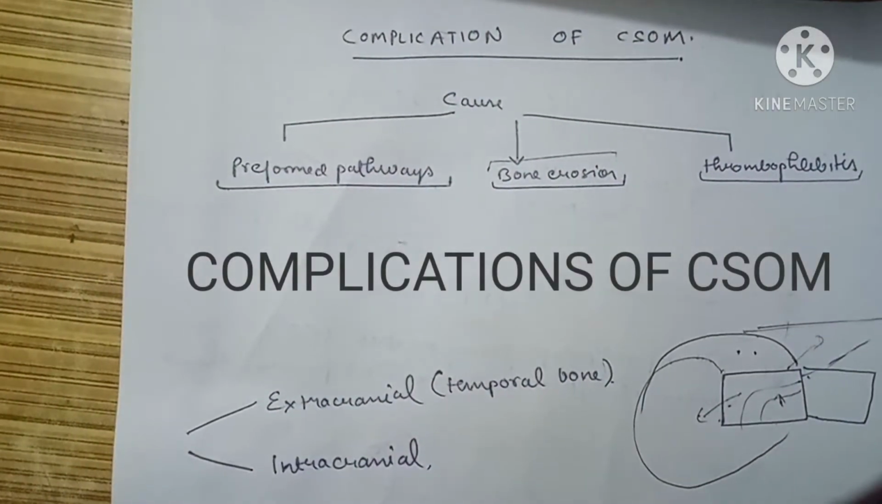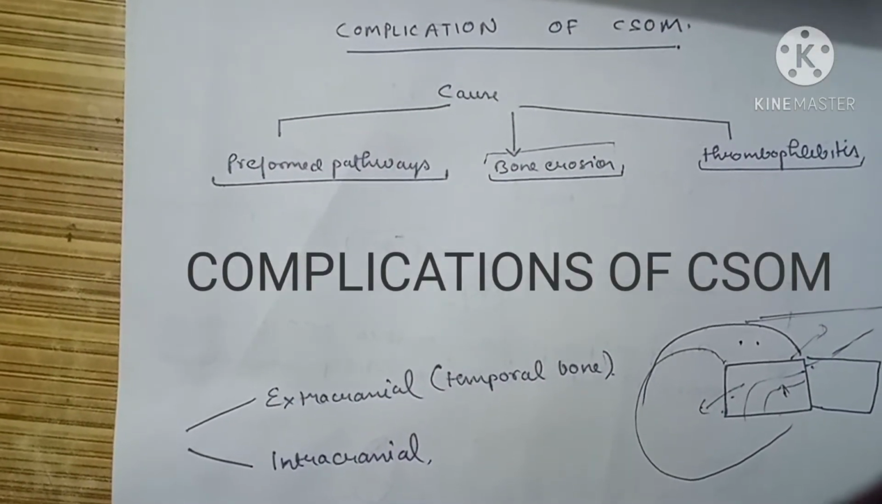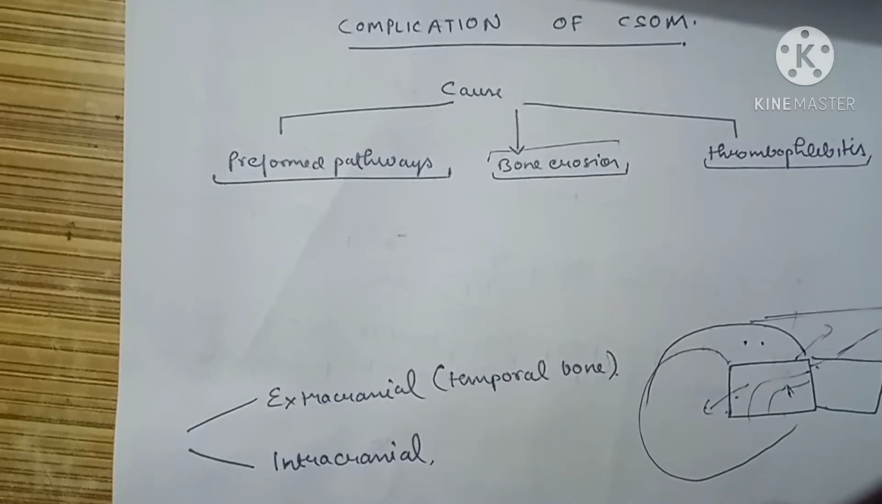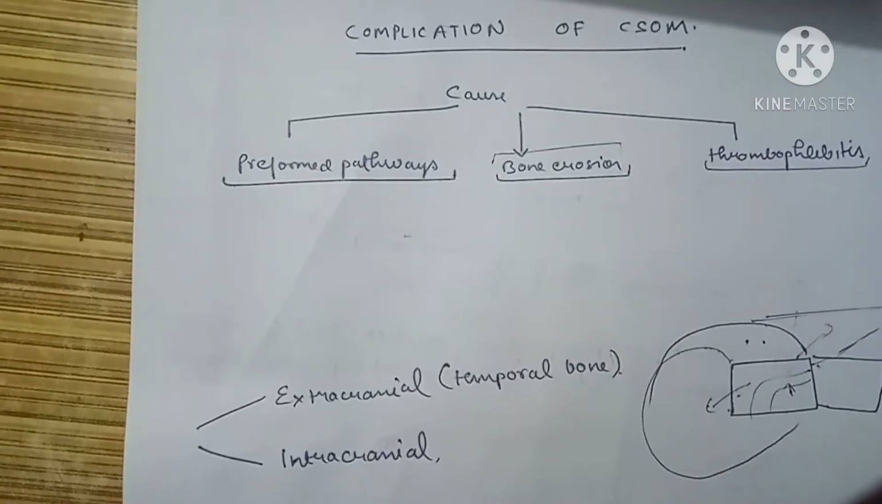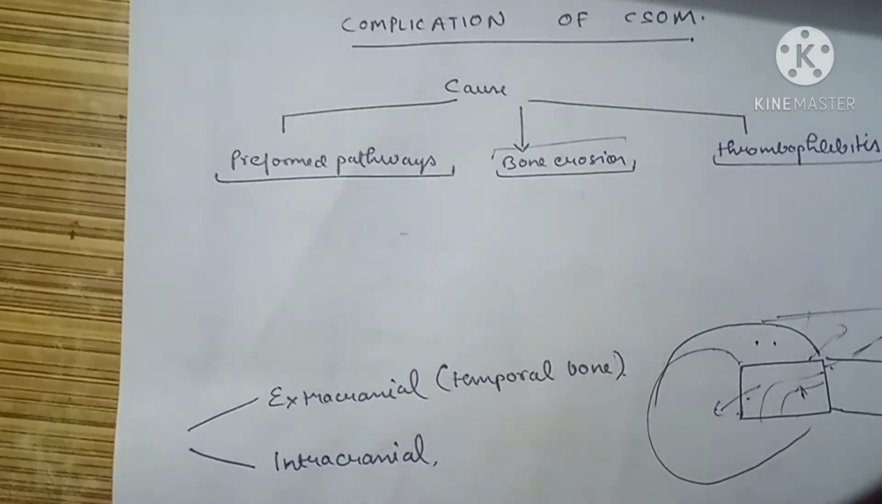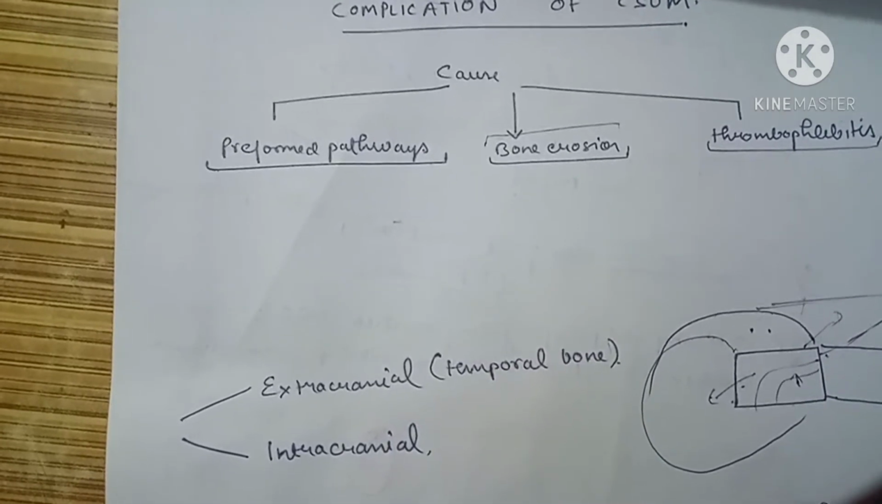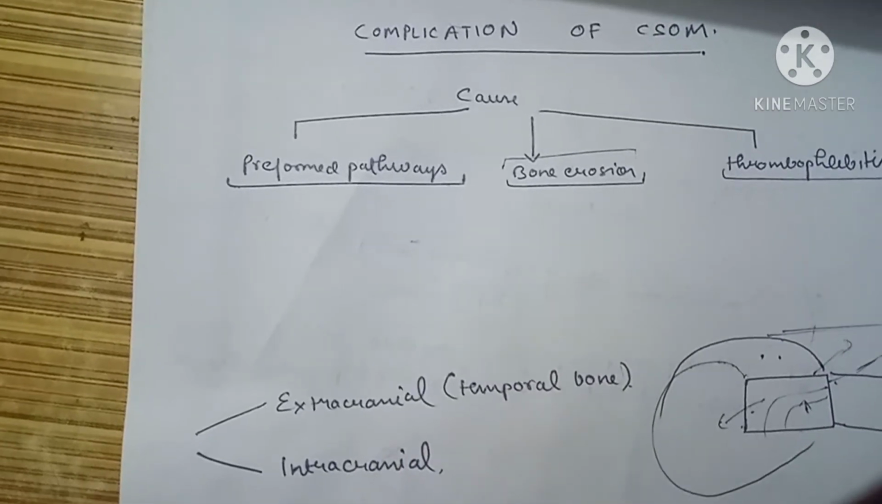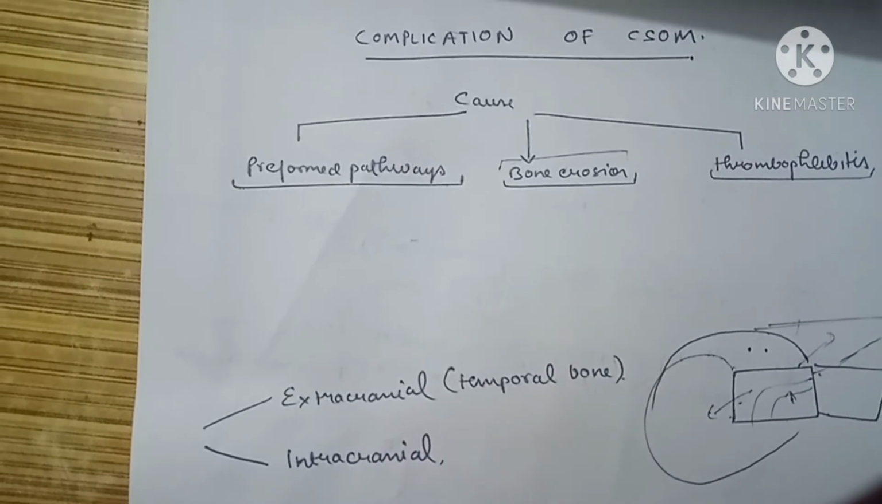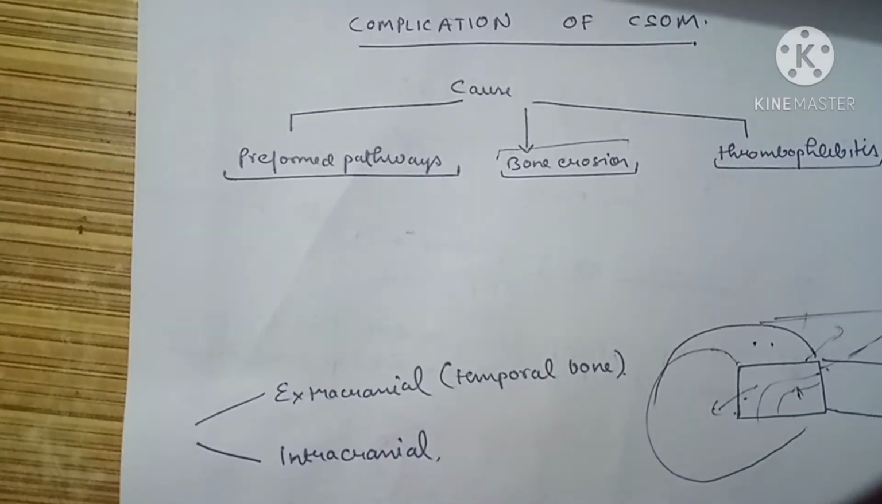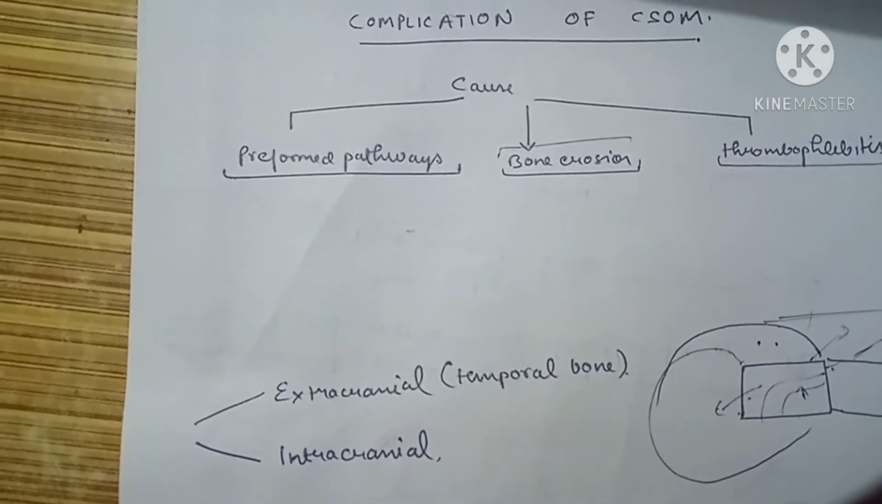Hello everyone. So today's topic is complications of chronic suppurative otitis media. Now we need to understand that these complications that we are going to talk about, which occur in CSOM, can also occur in acute suppurative otitis media, that is ASOM, and acute necrotizing otitis media, that is ANOM.